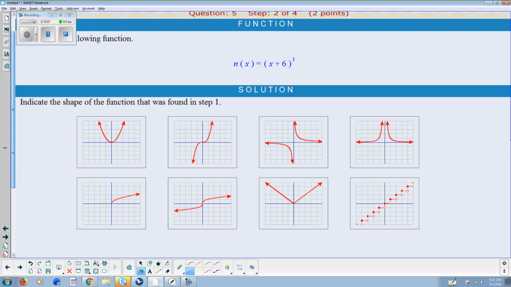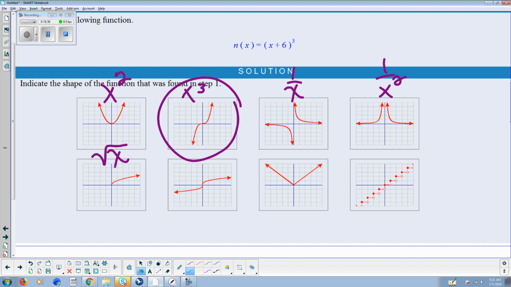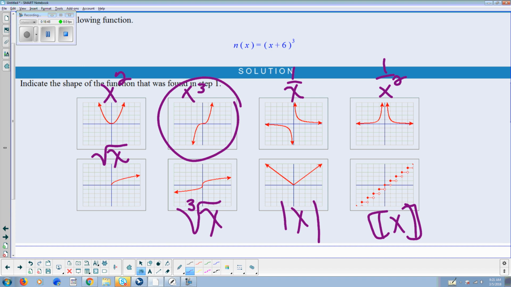Part 2, indicate the shape of the function that was found in step 1. So we're going to look at all these choices. Which choice is x to the 3rd? Anybody? Well, let's just name them all since we're reviewing. This would be x squared. This one is x cubed. This one is 1 over x. This one's 1 over x squared. This one is a square root of x, or an even root of x. This one is an odd root. It's like cube root of x. This one's absolute value, and this one's greatest integer. Because on the test, it could be any of the above, right?